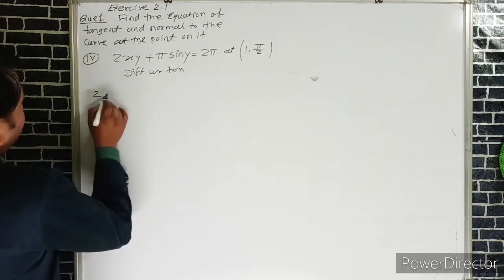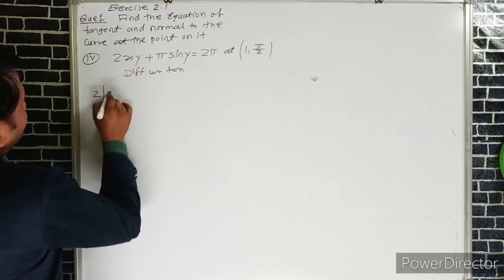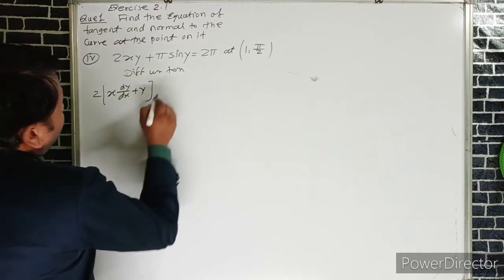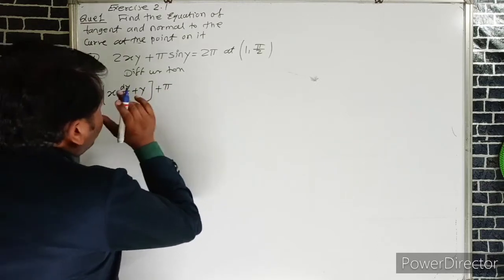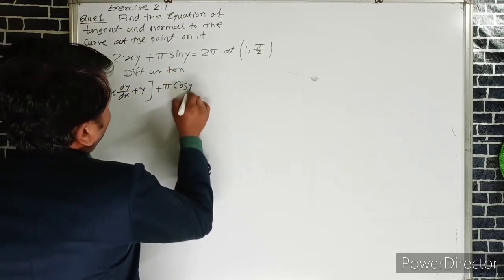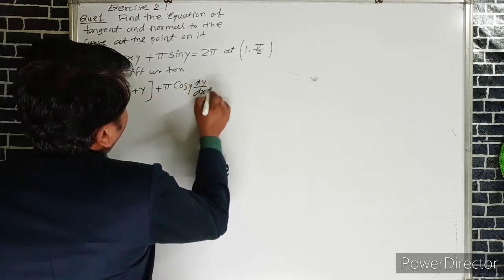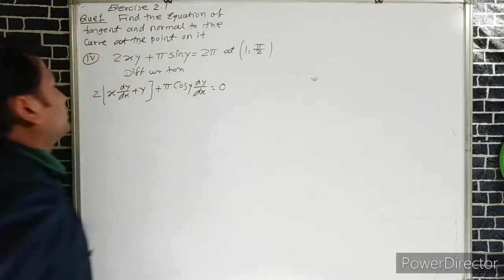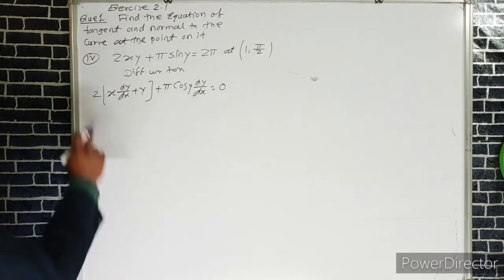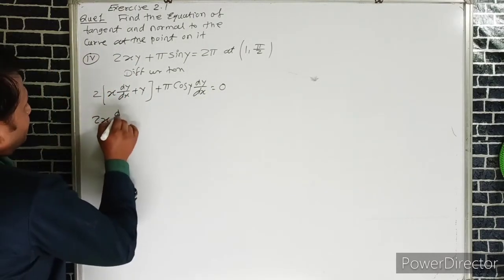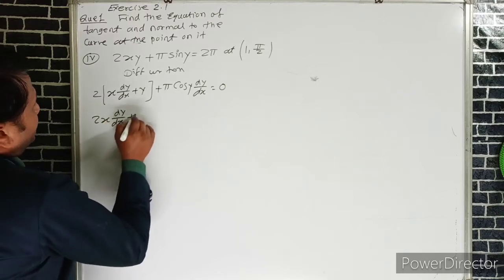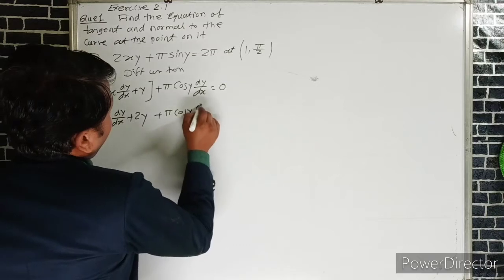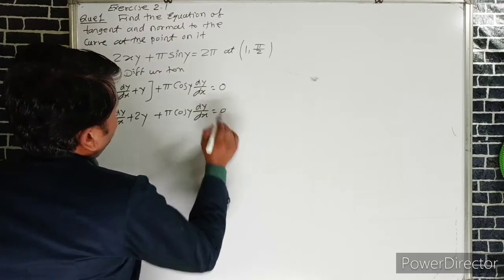Here 2 is constant. By using the u into v rule, we can write x into dy by dx plus y into the derivative of x, which is 1, plus pi into the derivative of sin y, which is cos y into dy by dx, and the derivative of 2 pi, a constant function, is 0. Here 2 into x, which is 2x into dy by dx, plus 2 into y, 2y, plus pi cos y dy upon dx is equal to 0.